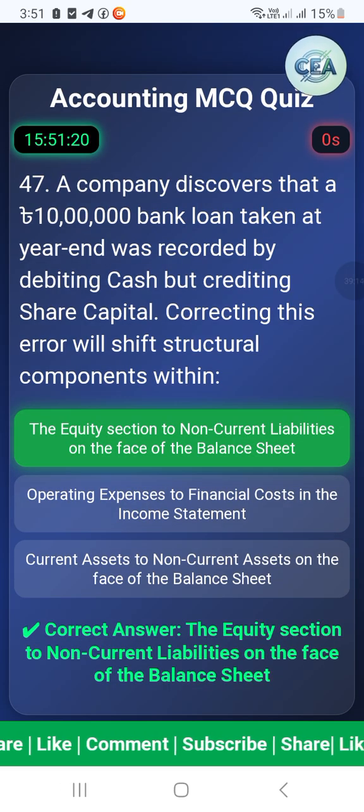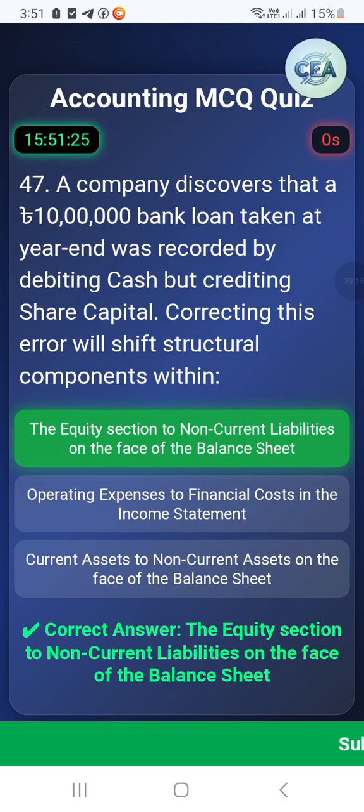Correct answer is the equity section to non-current liabilities on the face of the balance sheet.